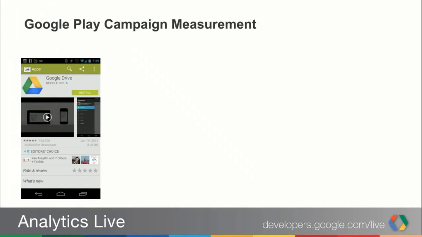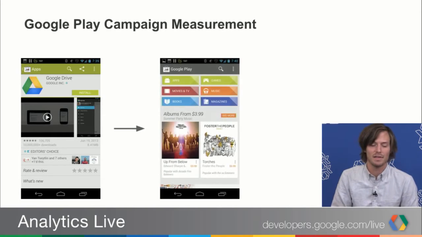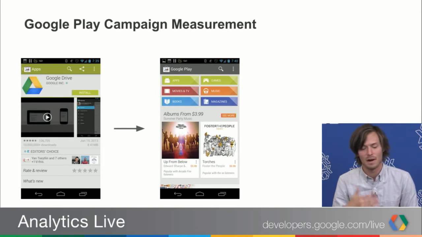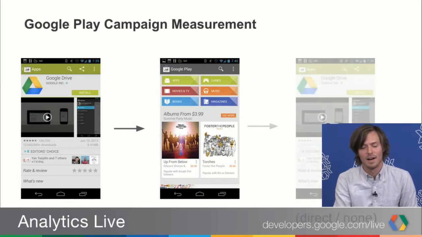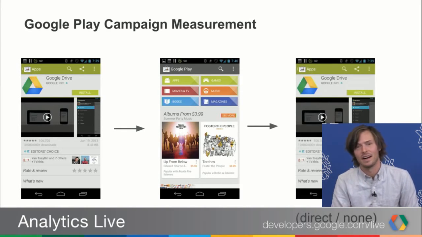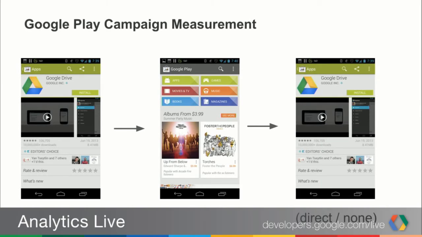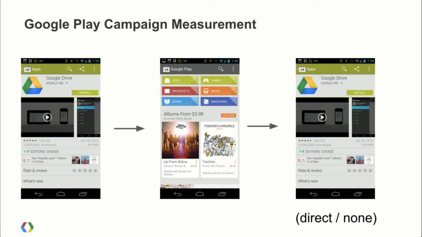The tricky part comes if users move away from that page, for example, if they go out to the Google Play homepage and then they navigate back to your app download page and then install, the refer information is gone at that point. So that install is going to be attributed to direct/none. And that's just kind of the way it works on Google Play Store at the moment.